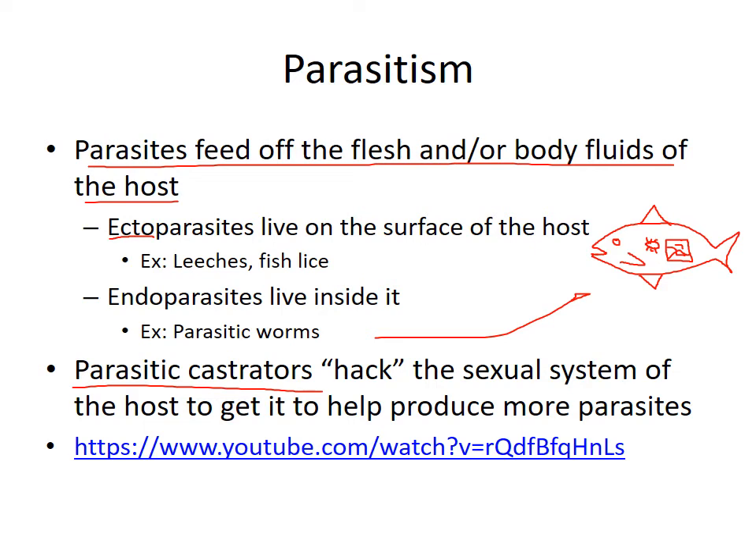So one of the most famous types of parasitic castrators is a species of barnacle that, instead of being a filter feeder like most barnacles, is a parasite which burrows into the flesh of crabs and then causes the crabs, even if they're male crabs, to think that they're female crabs and to help raise the eggs of the barnacle parasite instead of raising their own young.